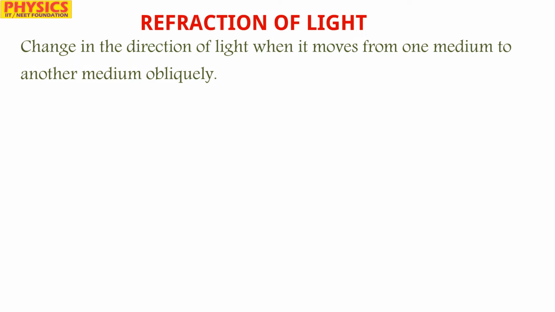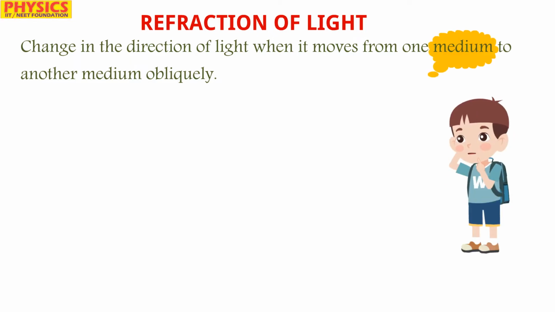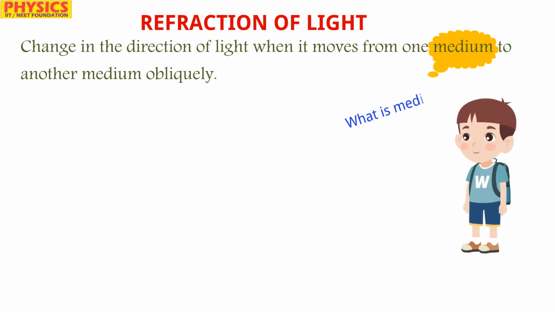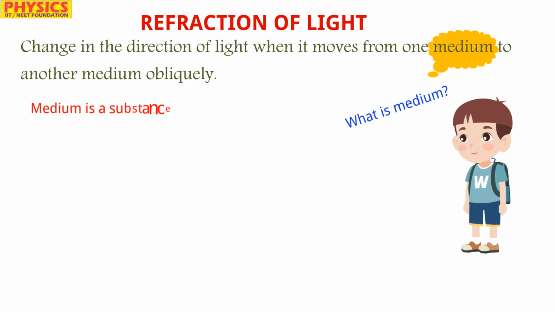Clear? Here you may get a doubt. Sir, what is a medium? Let us see. Medium is nothing but a substance through which light can propagate. It is a substance through which light can pass. All those substances we will be calling medium. Right, Nana? So let us see some examples of medium.